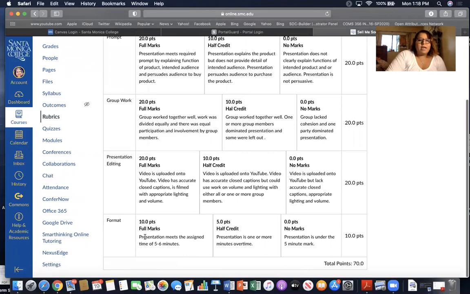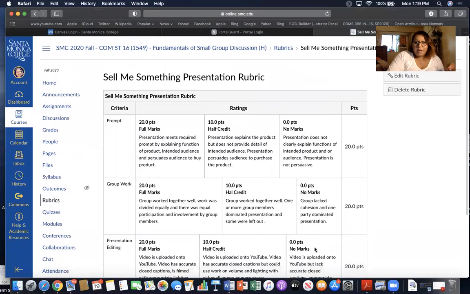The last thing that I'm going to be looking at is the format. Make sure that the presentation does meet the assigned time limits. And with this one, I'm going to go into a little more detail. You will get full credit if you hit a 5 to 6 minute timed format. However, if you are overtime, more than one minute overtime, you are going to be looking at half credit in this section of the presentation. But if you are under the 5 minute mark, you're going to be looking at a 0 in this aspect of the presentation. The best way that I like to explain it is that it is better to be overtime than undertime.